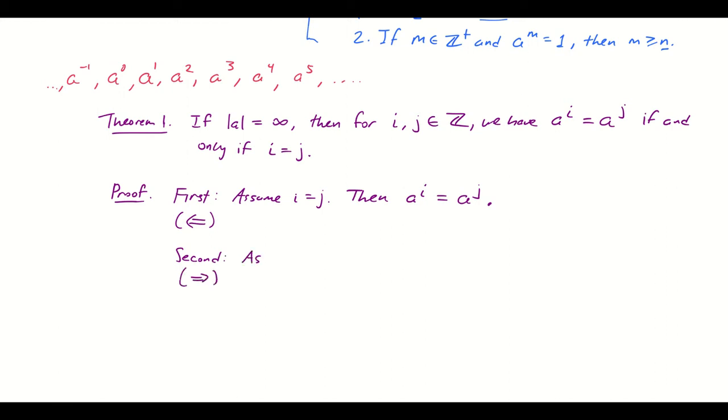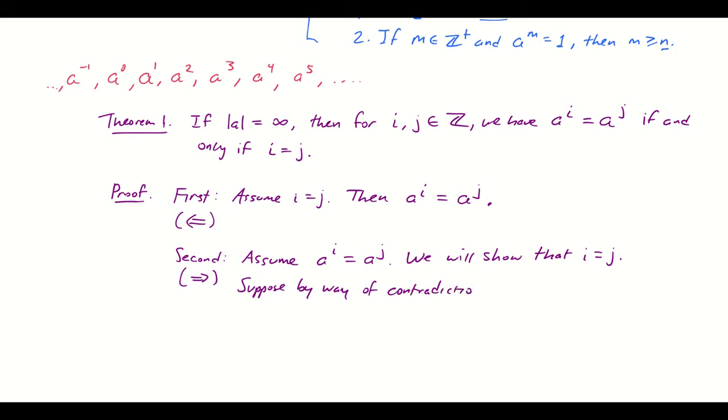So let's assume that a to the i equals a to the j. We will show that i equals j. I'm going to do this by contradiction, I think. I'm going to say, let's suppose it's not. So let's suppose that i is not equal to j.